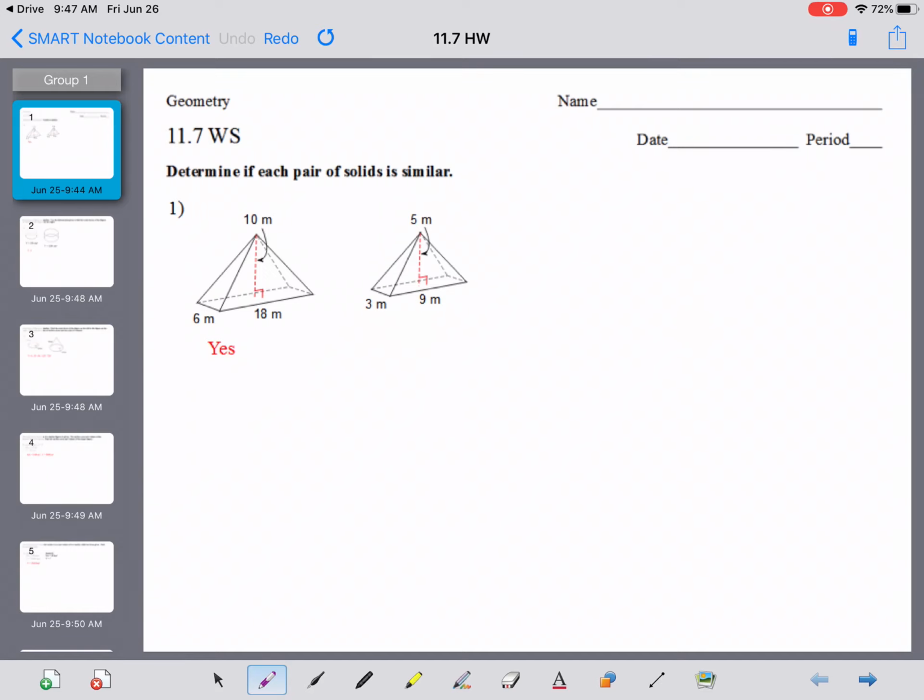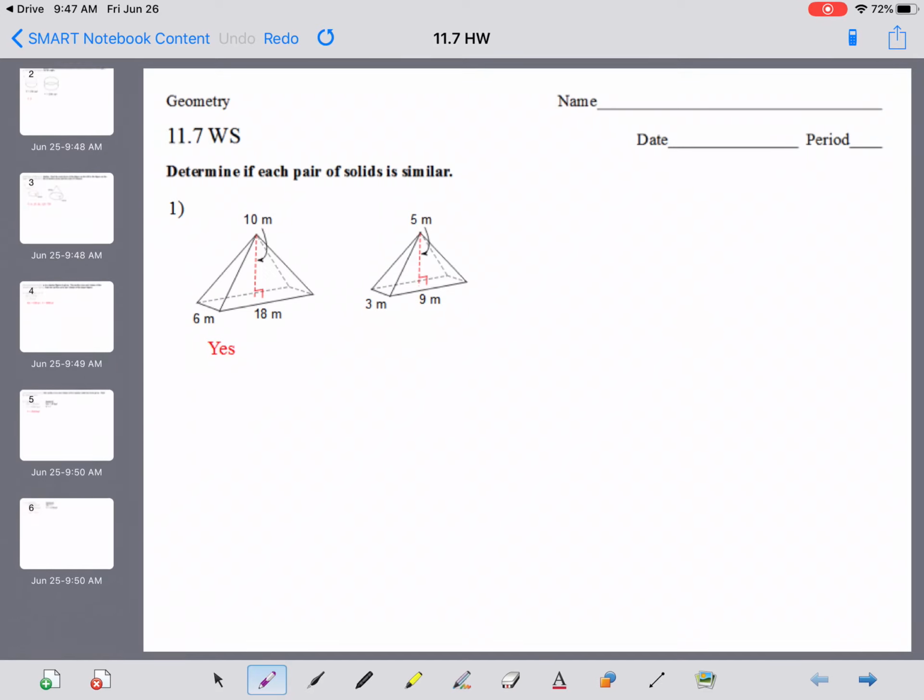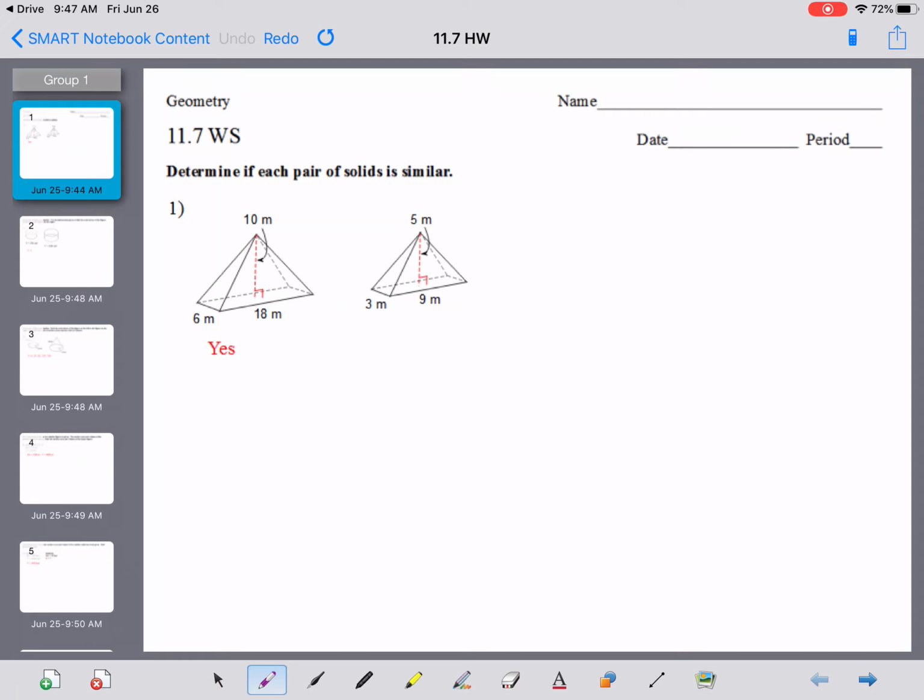All right, guys, 11.7 is a tough section, not going to lie to you right here. So I'm going to do 6 of the 16 problems here with you guys. And I think on every one that I do, there's a corresponding problem that comes right after it that I'm hoping you guys can try on your own. So we start talking about the surface area and the volume of similar solids here.